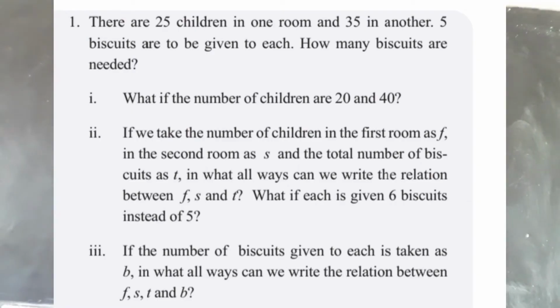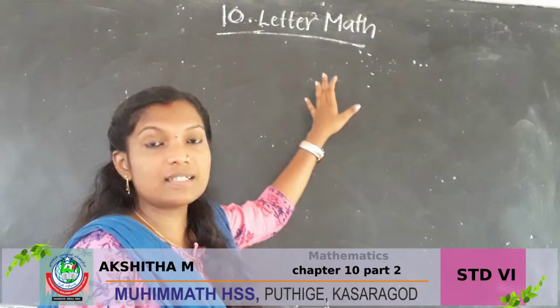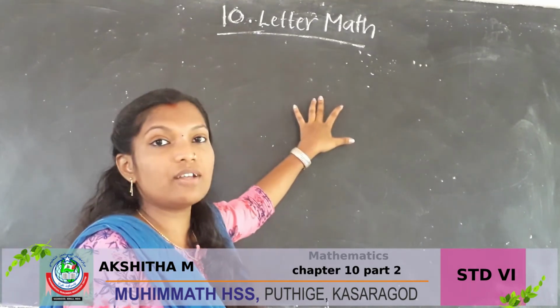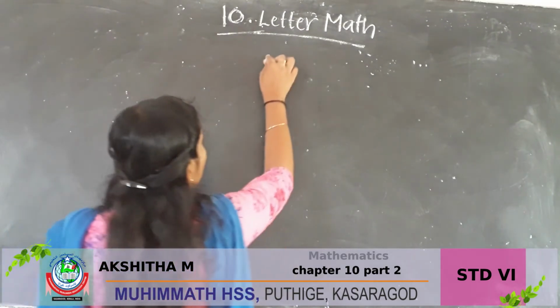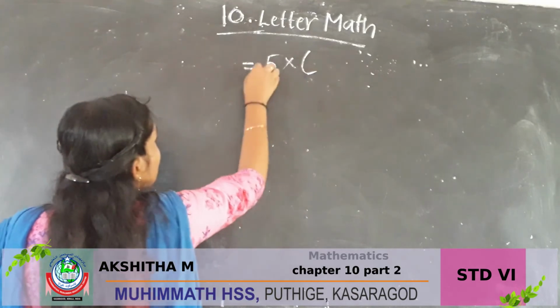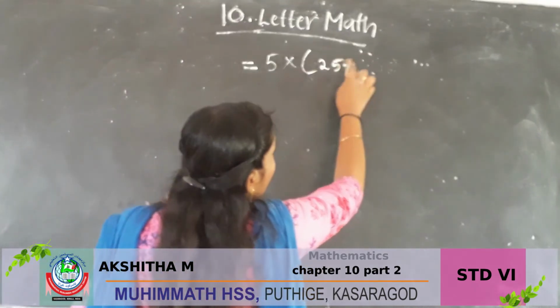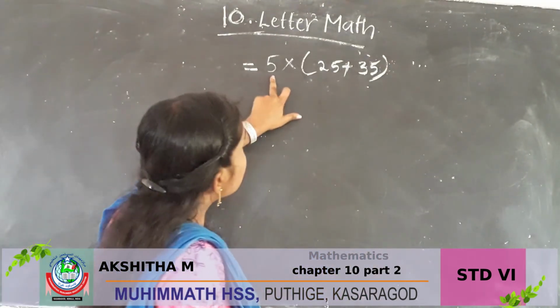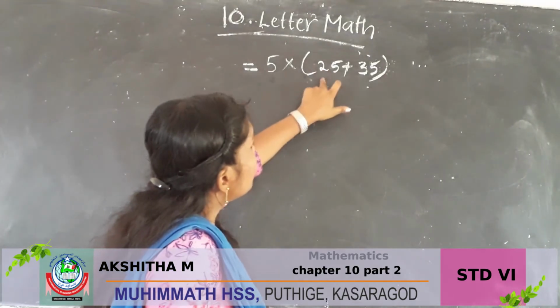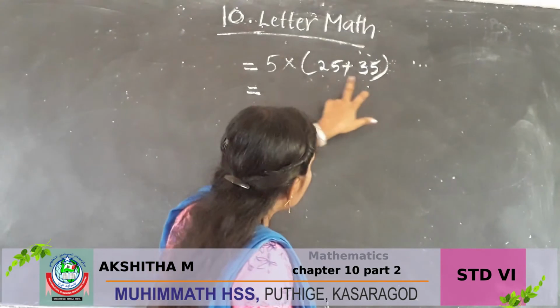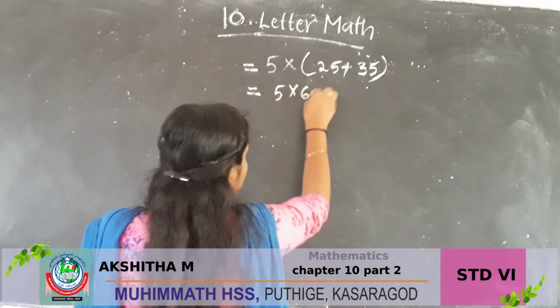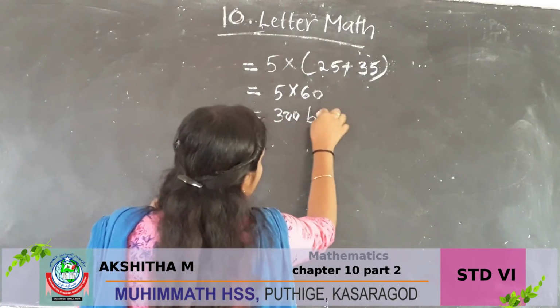There are 25 children in one room and 35 in another. 5 biscuits are given to each. How many biscuits are needed? So by using the same formula, we can find out the answer here. The number of biscuits given to each is 5. So 5 into, to find out the total biscuits needed, we can find out like this: 25 students in one room and 35 in another, and 5 biscuits are given to each. So 25 plus 35 is equal to 60. So 5 into 60 is equal to 300 biscuits.